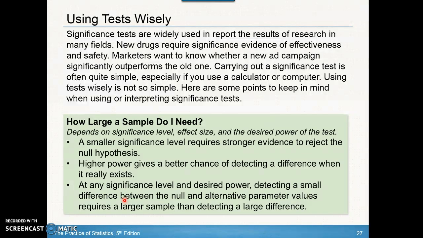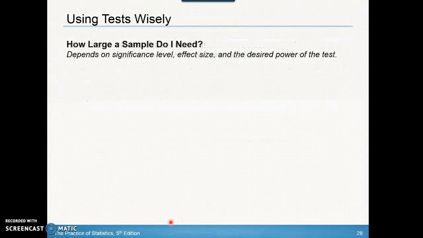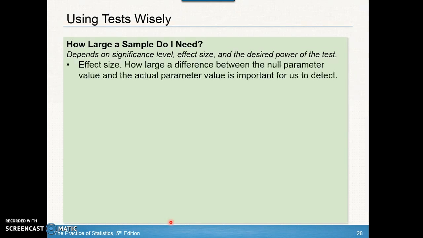But if there's not a large difference, but there is some sort of difference, then you want to have a larger sample size that will be able to tell us if in fact there is a difference, even if it is small. Okay. So the sample size is going to depend on those couple of things: the significance level, the effect size, and the desired power of a test. So the effect size is basically just how large of a difference between the null and the actual parameter is important for us to detect.